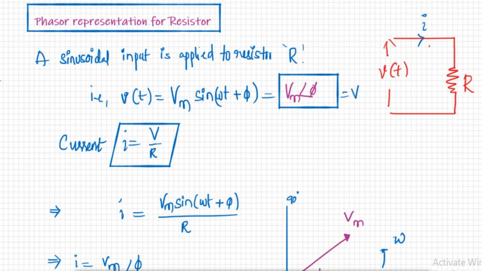Hello students, in the previous class we have seen phasor representation of a sinusoidal waveform, right? And we have seen how to draw phasor diagrams for sinusoidal waveforms having the same frequency but different phase shift, right? Now we are going to see the phasor representation of our basic elements. They are resistor, inductor and capacitor. Okay, now let us start with resistor.